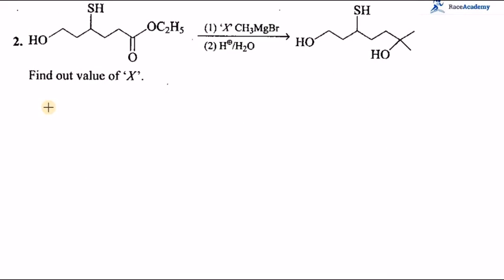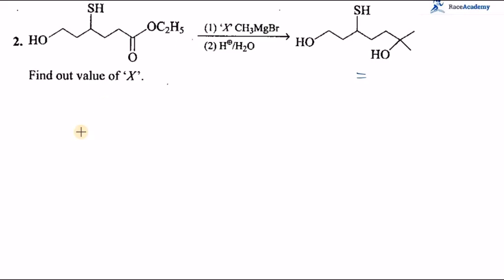Let us see the second question. They are given a compound here. Here also we have an ester, and Grignard reagent treatment happened, followed by acidic hydrolysis. It is giving this product. The question is to find the value of X.